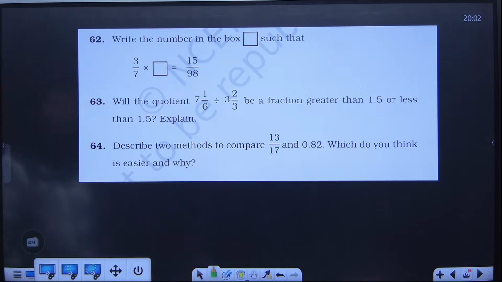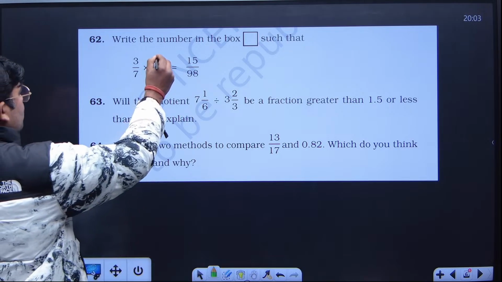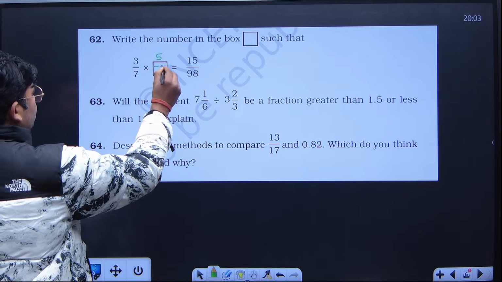Okay, write the number in the box such that 3 by x into something is 15 by 98. Easy question. 5 by 14.